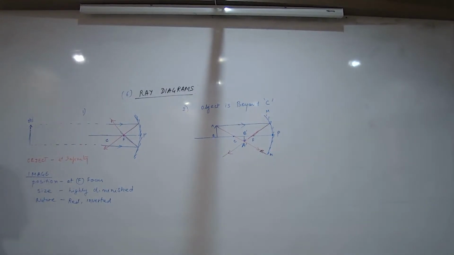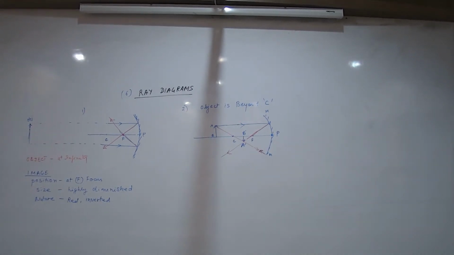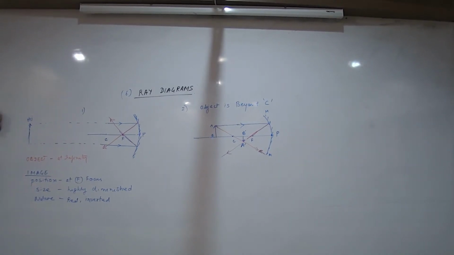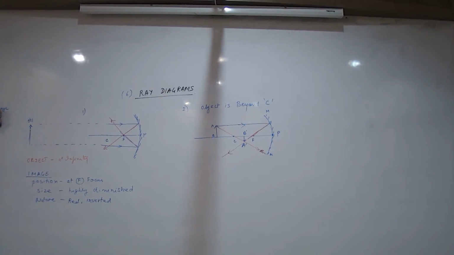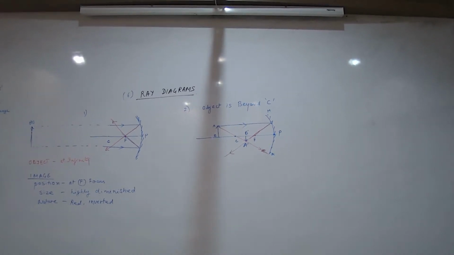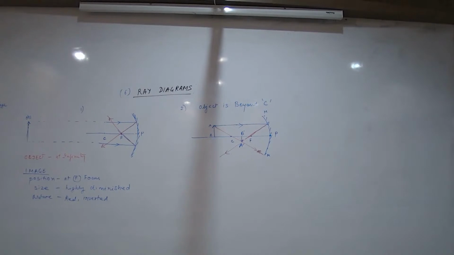You understood why it is A dash B dash? Because the image is... See here. This is my object, I'm writing it as AB. This is my image. I'll write it as A dash B dash. Sometimes you also write it differently, that is showing the image.